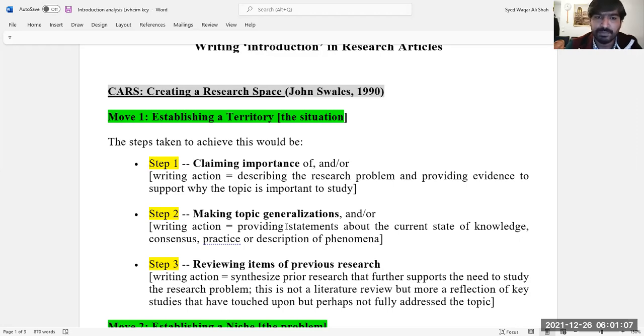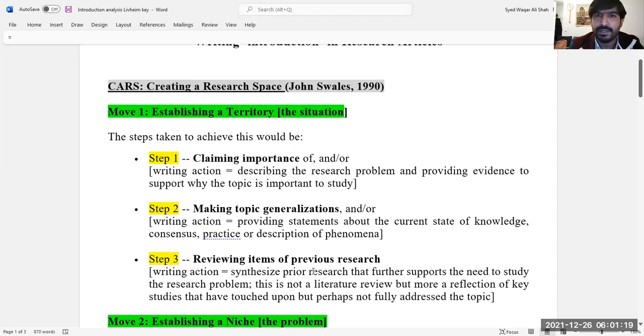Then, in line with the second step, comes step three, which is about reviewing items of previous research. Here it is important that in the introduction we do not give a very detailed literature review, because in some research papers the literature review is a separate part of the article. But if your article contains the literature review and introduction as a merged part, then you can bring in-depth existing body of knowledge to support your topic and your problem statement.